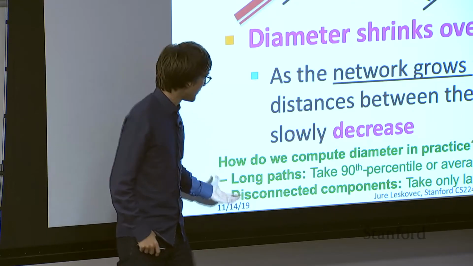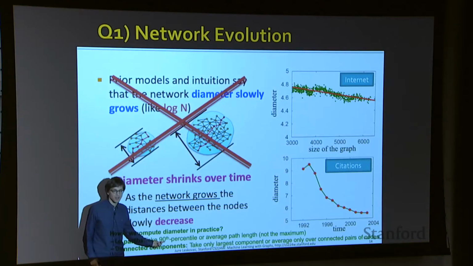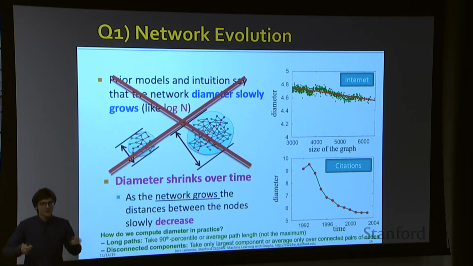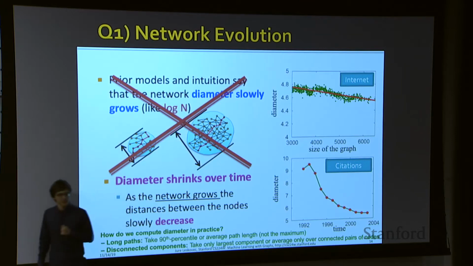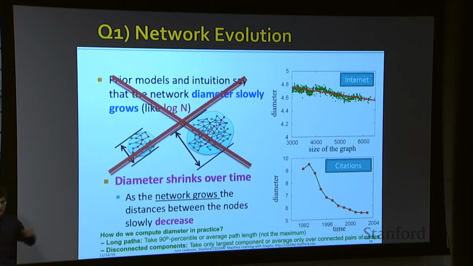An effective diameter is defined as the 90th percentile of the shortest path distribution, right? So it's kind of the maximum, but it's a bit less so that the outliers don't make your metric too fragile. So that's the intuition. So here, what I was measuring was the 90th percentile of average shortest path length distribution between pairs of nodes. All right? Great. So that was the idea.